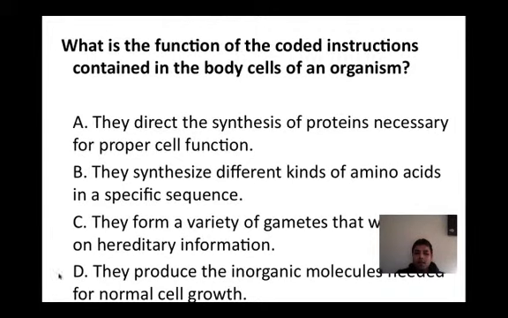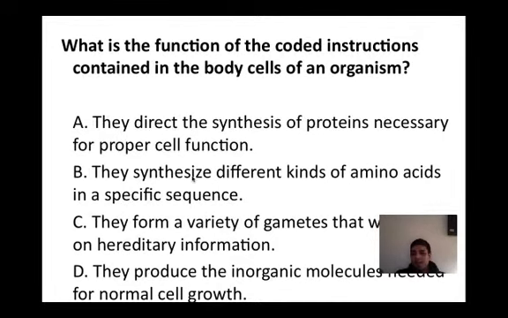Let's look at C. They form a variety of gametes that will pass on hereditary information. Does transcription or translation have anything to do with the production of gametes? Well, gametes are eggs and sperm, so no, nothing to do with that at this point. What produces eggs and sperm? Meiosis. Okay, and that's a completely different topic. So C and D are excluded.